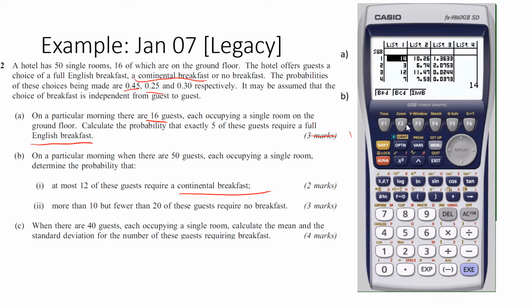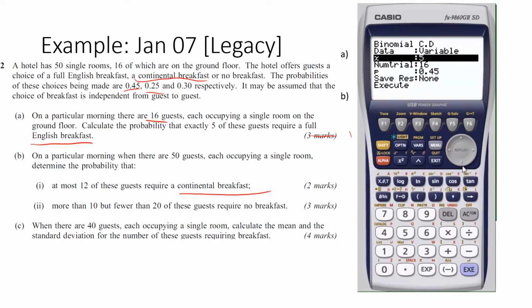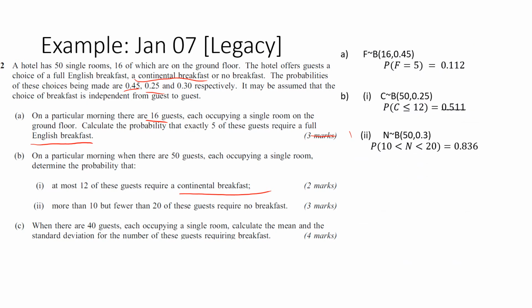Make sure we change that number of trials. So BCD this time. Number of trials is now 50, and the upper option is 12. The lower option on your calculator would be 0. Make sure we change it to 0.25 because of continental breakfast. For part 2, no breakfast, and that's the last option there of 0.3.